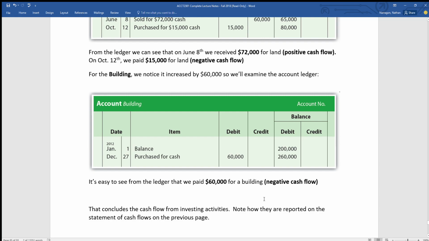For the building, we noticed that $60,000 was increased. Basically, we purchased the building for cash. So, since we purchased a building for cash, we paid $60,000. So that means another negative cash flow going on here. And really, that's it. That's all we're doing is looking at these transactions of fixed assets.